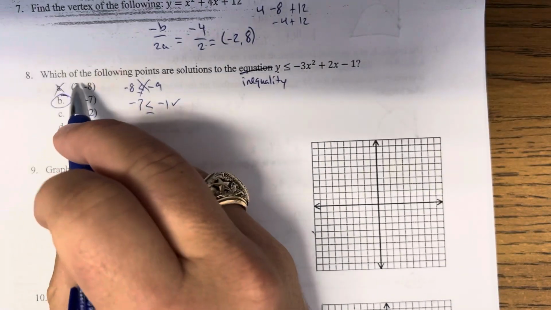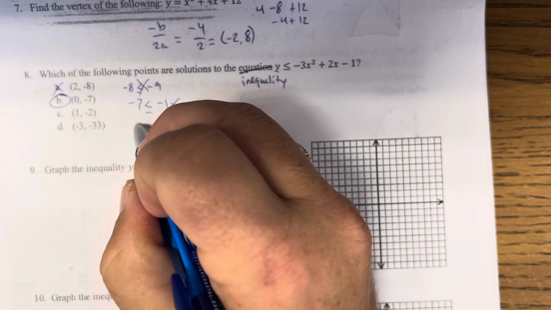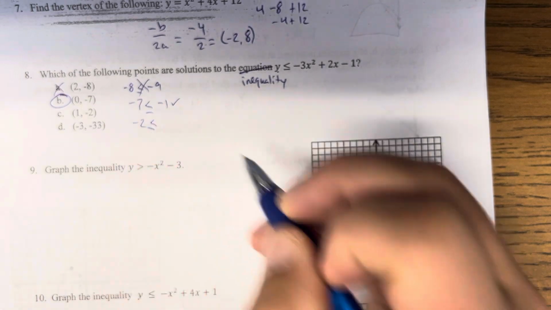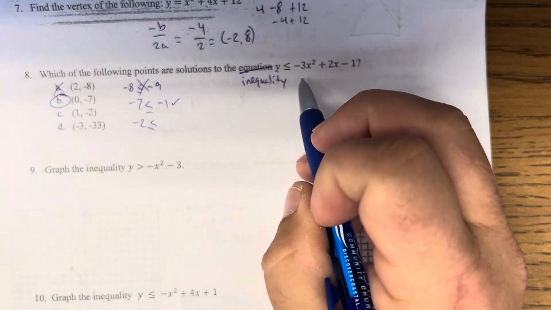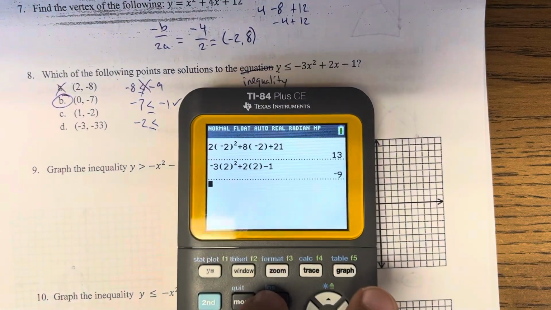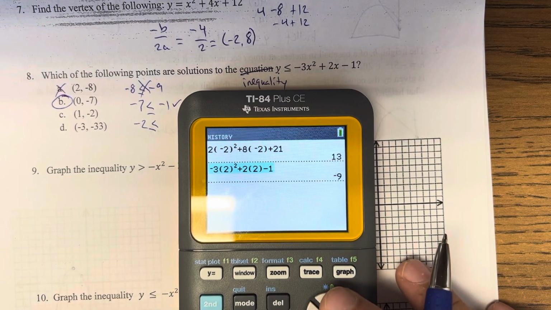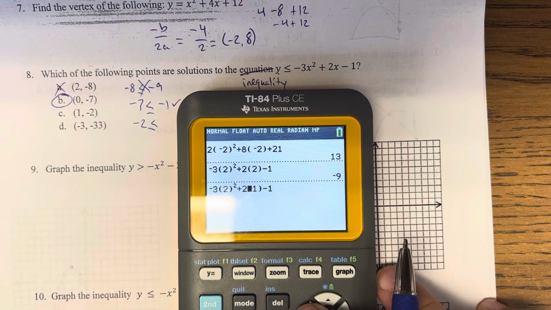But we could have more than one answer because it says which of the following. So let's keep going. Negative 2 is less than or equal to. And so now we'll plug in 1 into the x. So I'll just go ahead and change my 2's to 1's.